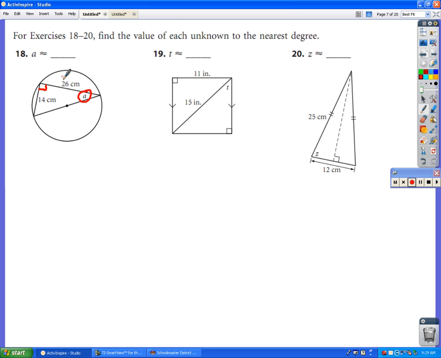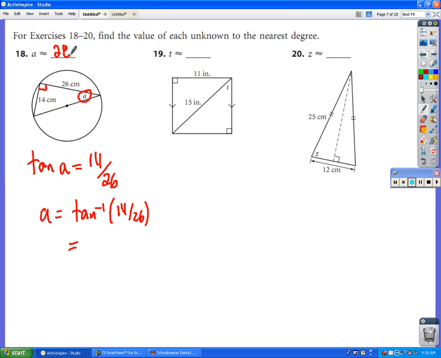What are these two sides relative to that angle? Opposite and adjacent, so I'm going to use tangent. So the tangent of A is equal to the opposite side, which is 14, divided by the adjacent side, which is 26. But now since I want to find the angle, I have to go the inverse tangent. So A is going to be the inverse tangent of 14 divided by 26, which is 28 degrees. Okay, and there's the nearest degree, so we'll go with 28.